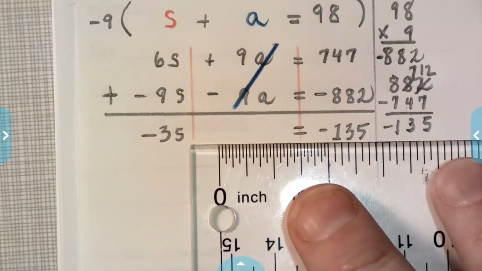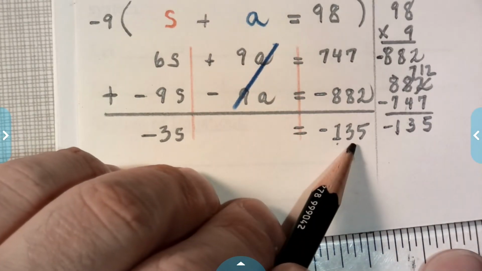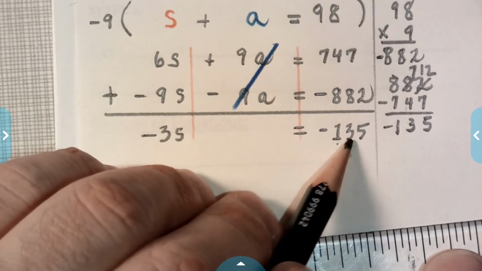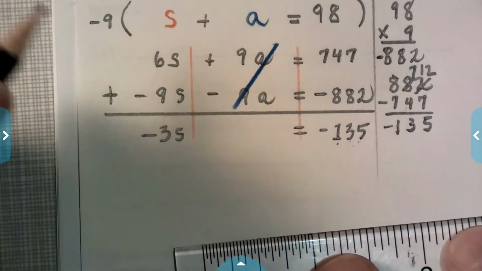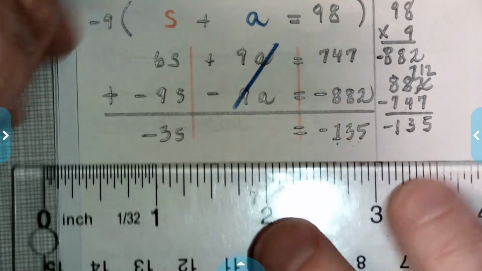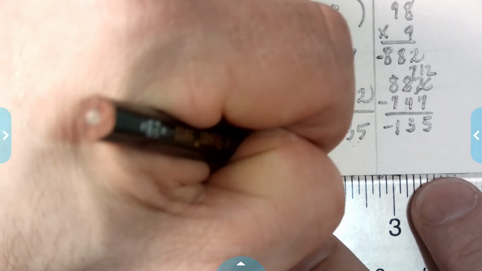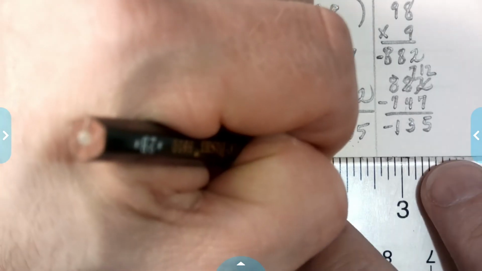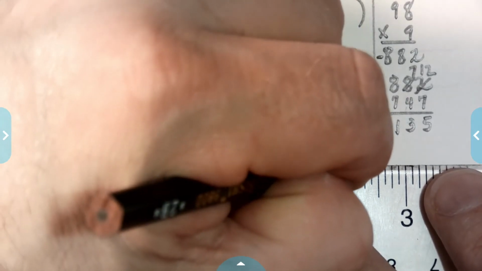Okay, so 1 plus 3 is 4. 4 plus 5 is 9. This 135 is divisible by 3. So let's divide. First, let's write this a little bit nicer. We got negative 3S equals negative 135.